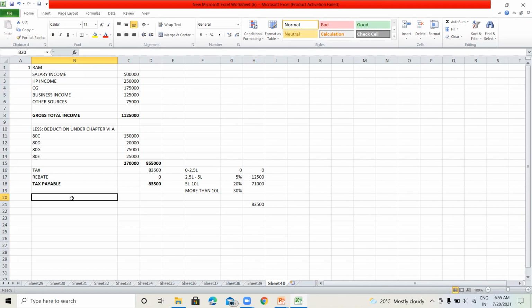So this is the process of how we will calculate the total income which will be taxable under the income tax, and how we will calculate the tax which will be payable on such income.